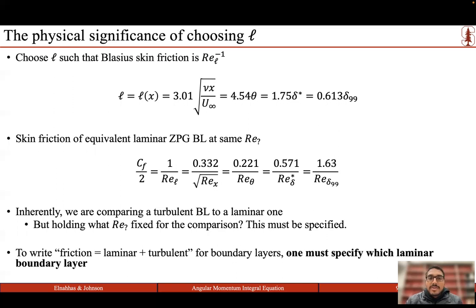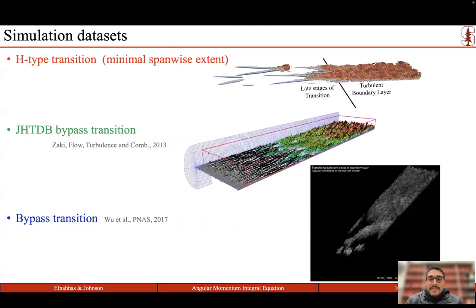And we show here 4 different choices of decomposing or choosing this L to get a decomposition at different Re_x, Re_theta, Re_delta star, or Re_delta 99. And by making this choice, we specify the laminar boundary layer with which we're comparing the flow against. Given this new relationship, which we call the angular momentum integral relation, we proceed to analyze 3 different transitional scenarios, with 1 including natural H-type transition and 2 different bypass transitions subject to free stream turbulence.